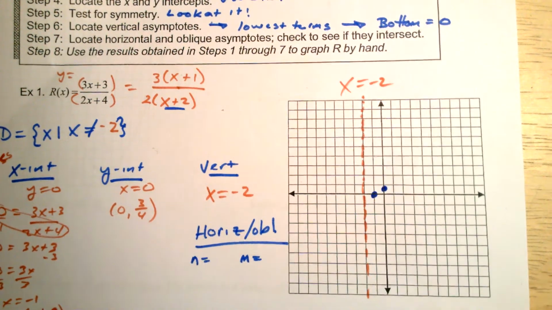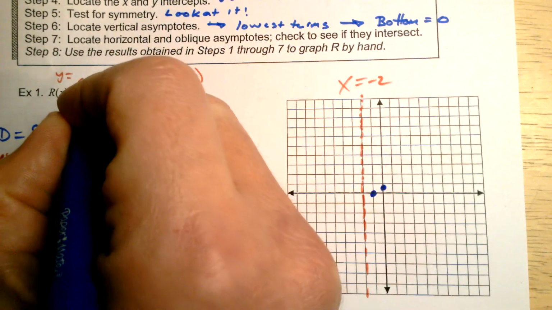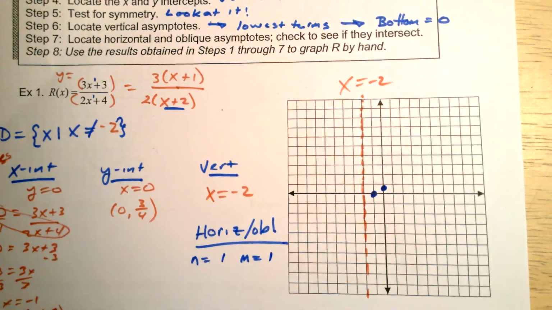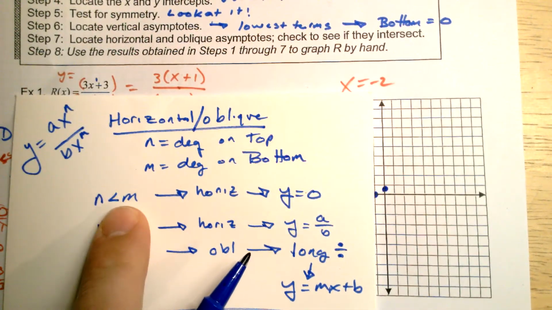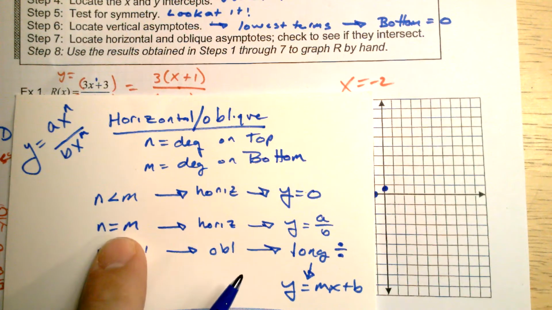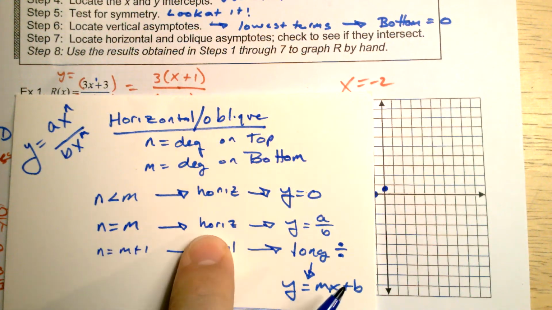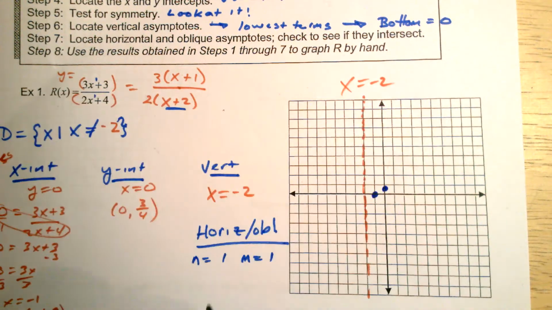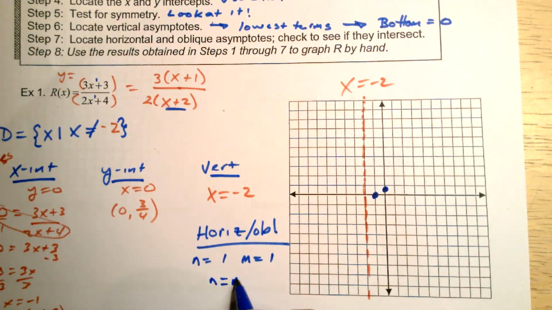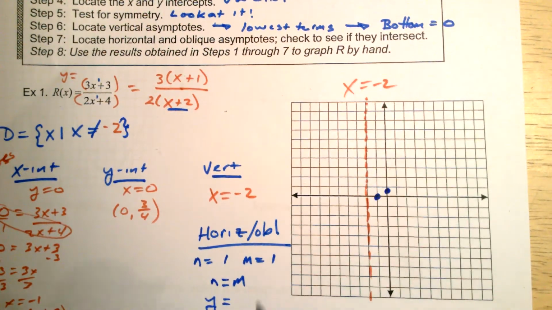Yeah, degree on top. The little exponent there is a 1, and that's a 1. They're both 1. So I compare them. N is not less than m. 1 is not less than 1. 1 is equal to 1. So then I have a horizontal asymptote at y equals a over b. Okay, so I know n is equal to m. So it's y equals a over b.